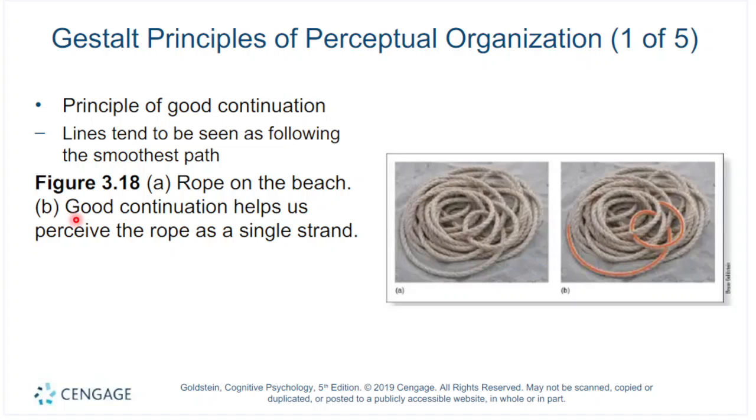However, with the B figure, good continuation helps us to perceive the rope as a single strand. The idea here is that we know this tangled rope is just one rope, due to the principle of good continuation. With this one, we can trace it and see that it looks like just one line. Whereas if we had no point of distinction, without the red part indicating this specific part of the rope, the letter A, it doesn't really make a lot of sense.